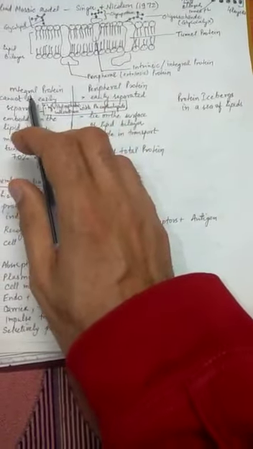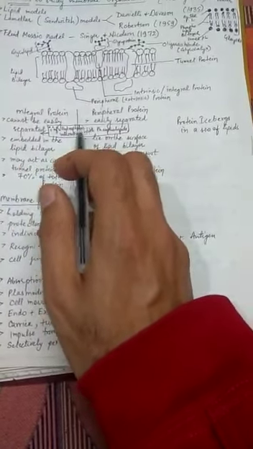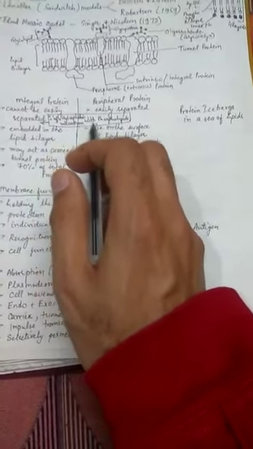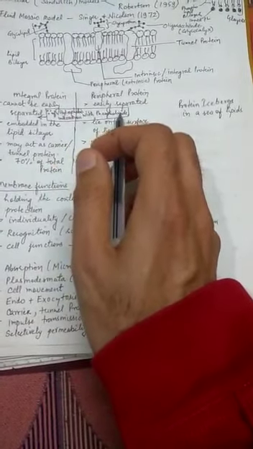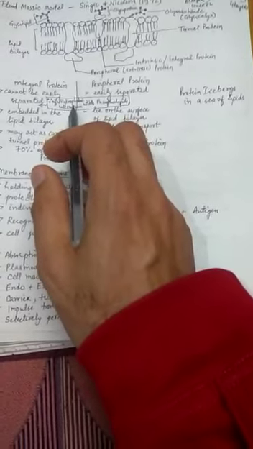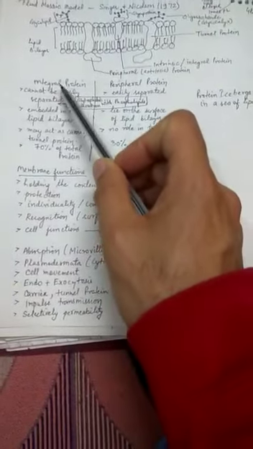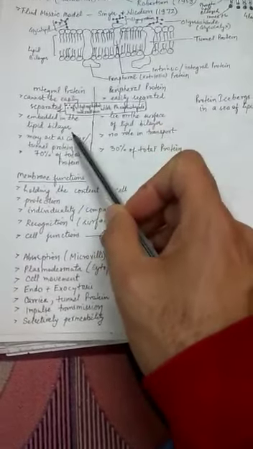And the second reason why integral protein cannot be easily separated is that it develops hydrophobic bonds with the phospholipid. These bonds are strong, and because these bonds are strong, it is not easy to separate these proteins from the plasma membrane. The next difference is that integral proteins are embedded inside the bilayer, while peripheral proteins are simply lying on the surface, either on the outer surface or the inner surface.